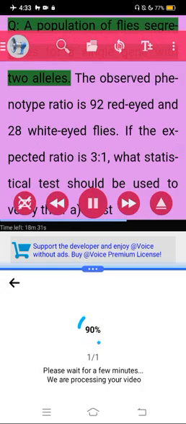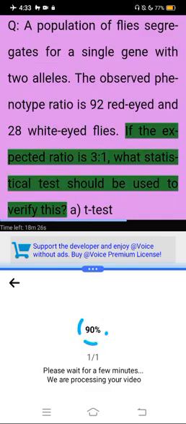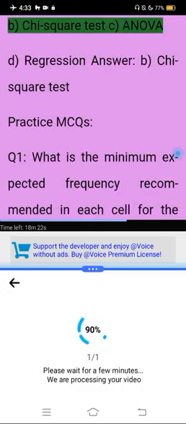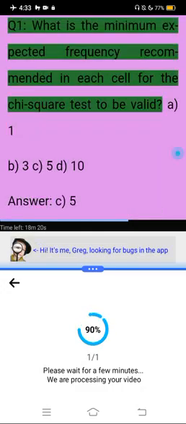Q. A population of flies segregates for a single gene with 2 alleles. The observed phenotype ratio is 92 red-eyed and 28 white-eyed flies. If the expected ratio is 3:1, what statistical test should be used to verify this? A. T-test. B. Chi-square test. C. ANOVA. D. Regression. Answer. B. Chi-square test.